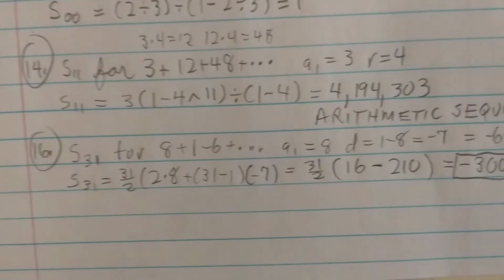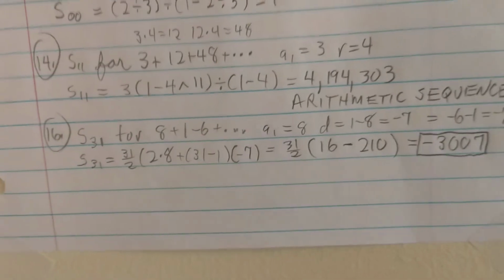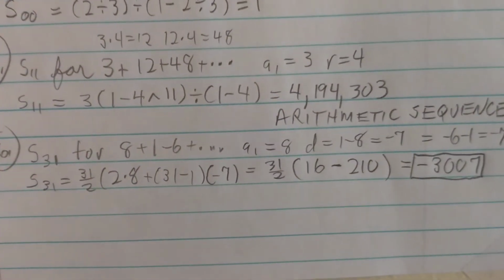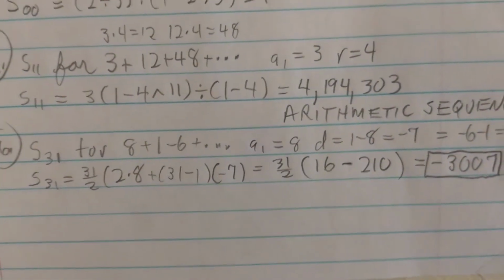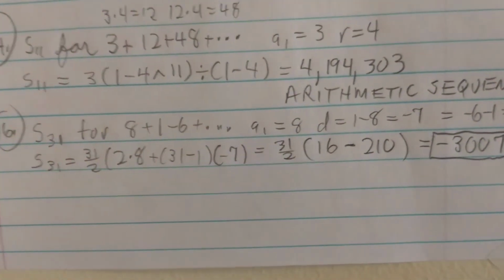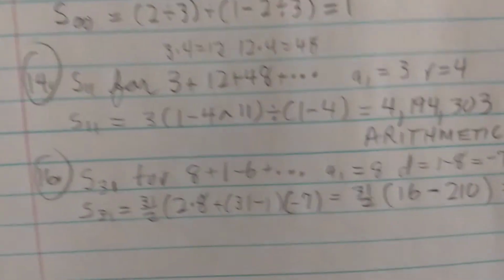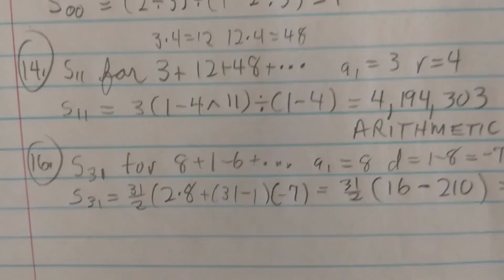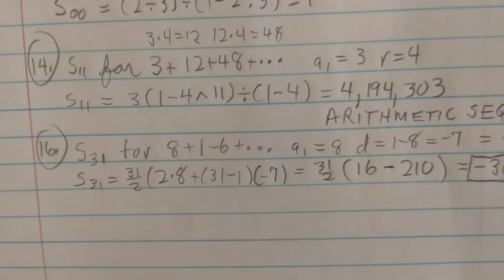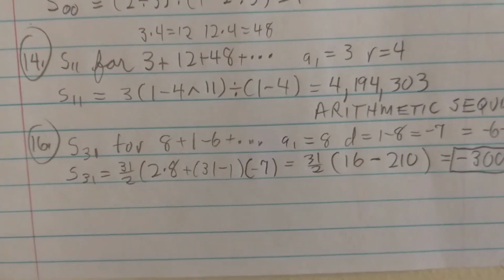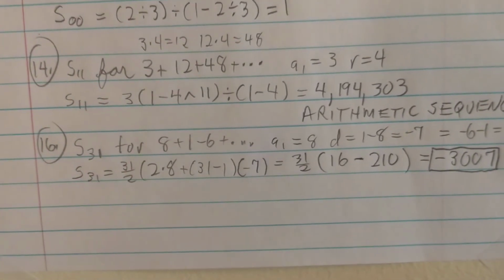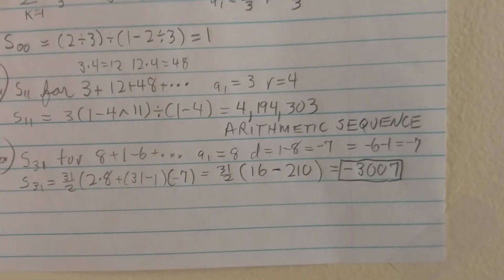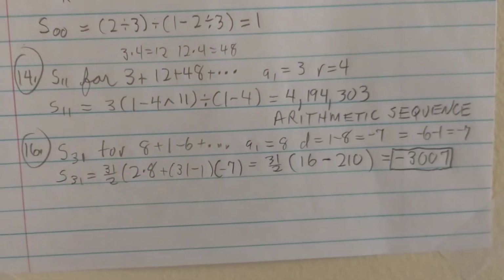So for 14, S11, if we know that a1 is 3 and r is 4, then we can say that a2 is 3 times 4, or 12, and a3 is 12 times 4, or 48. So using our sum formula, the first 11 terms add up to 3 times parentheses 1 minus 4 power 11, divide in parentheses 1 minus 4, which is the huge 4,194,303. Make sure you can get that.